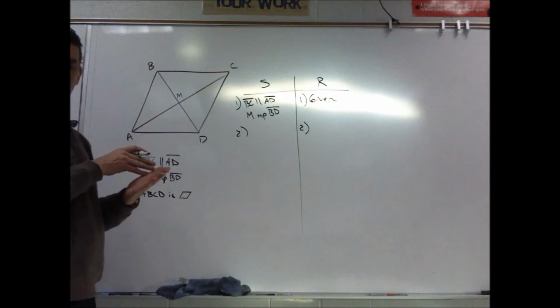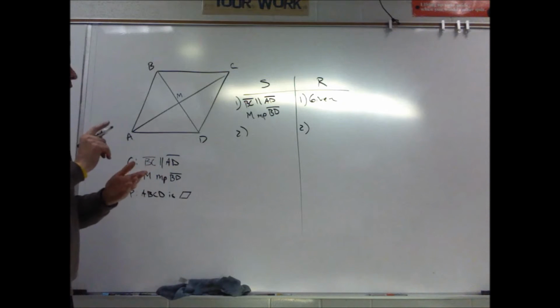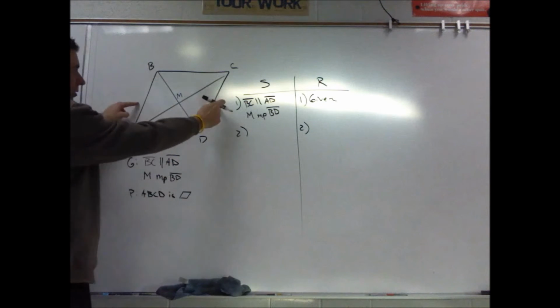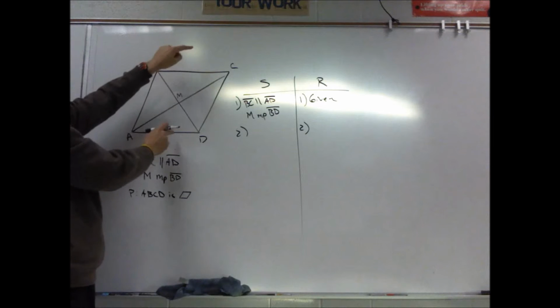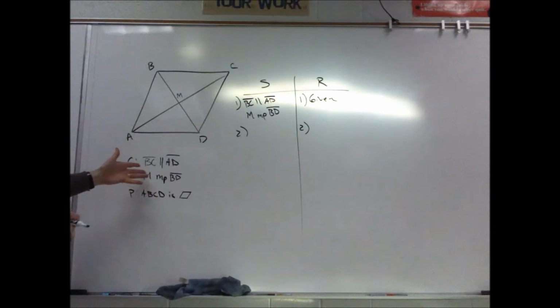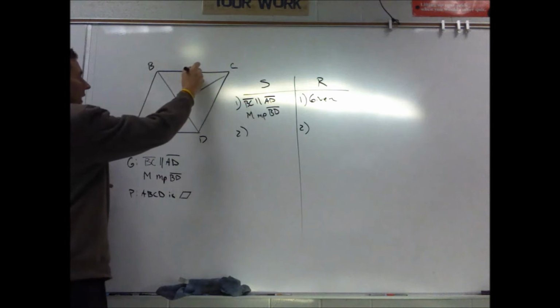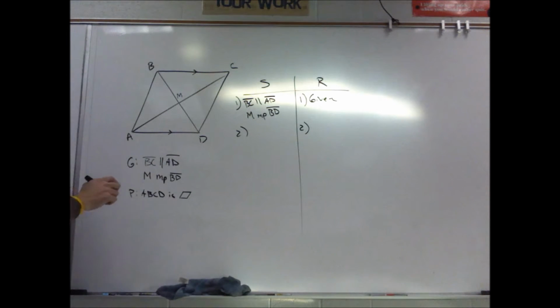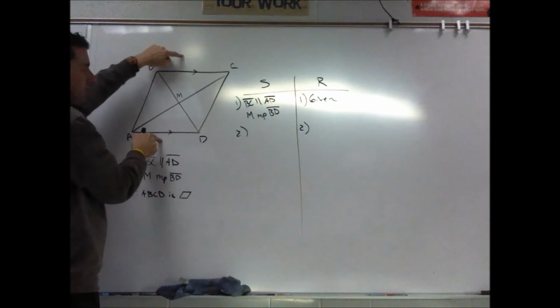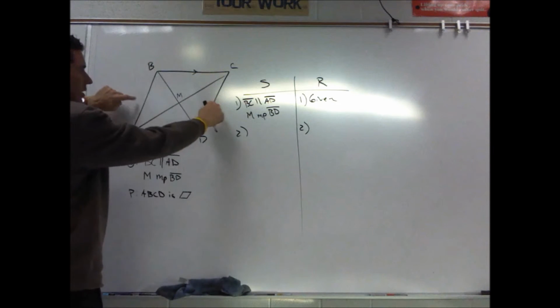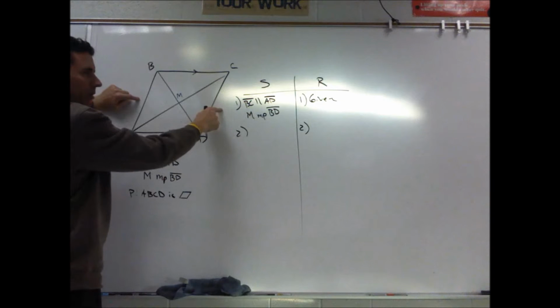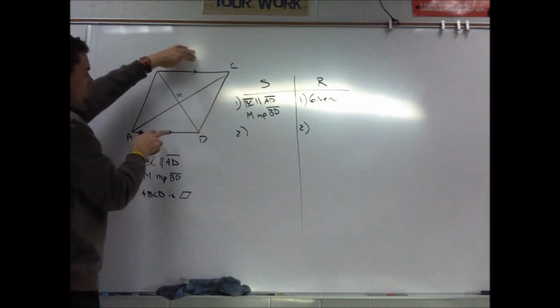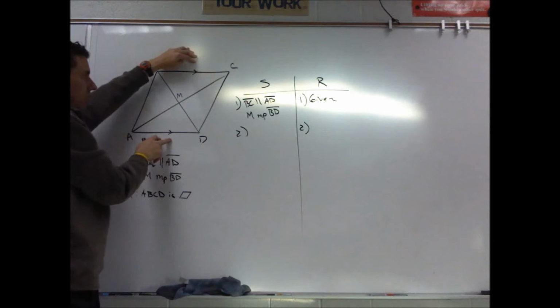And then there was one special one, and it was show one pair of sides both congruent and parallel. So if I look at what's given, it's the fact that I have BC parallel to AD. I've got half of two of them. I've got half of showing both pairs of opposite sides parallel. So if I could show these parallel, I could call it a parallelogram. And I've got half of showing one pair of opposite sides congruent and parallel.